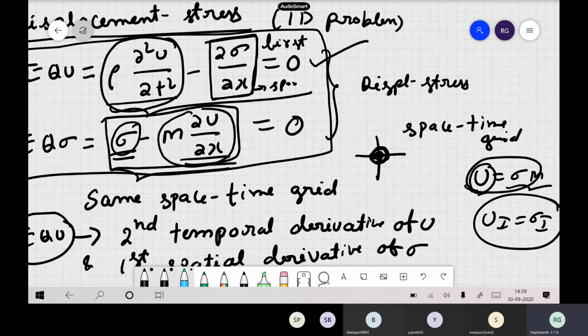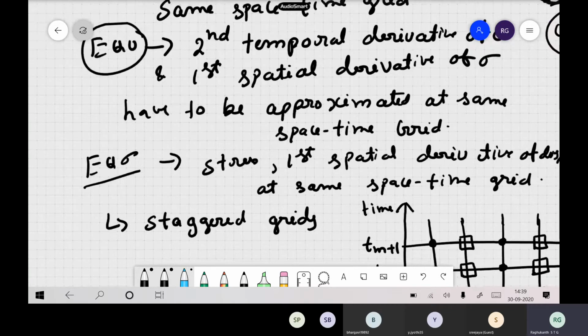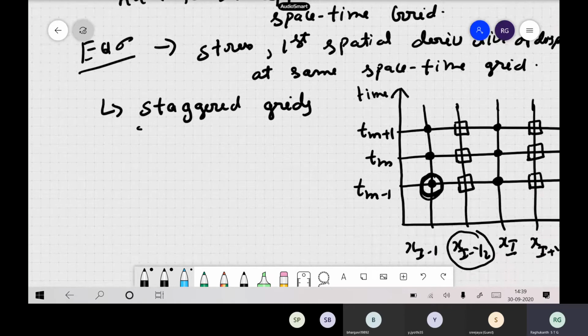This is the reason why automatically you get into this type of staggered grid, because you are not matching exactly the variables themselves. The derivatives are different: one is second order and in time, another is first order with respect to space, and so on. So we have a problem here.